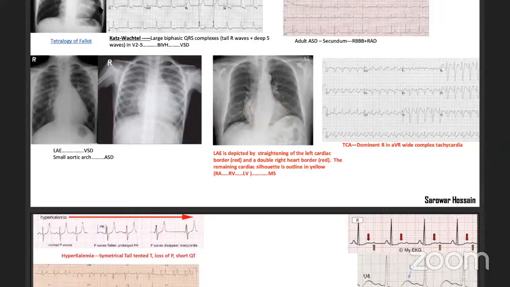This diaphragm. Generally, the heart border, we will be able to see the entire length. Left heart border.